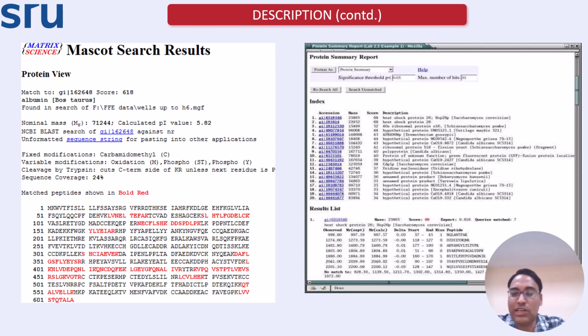Besides showing that this is matching with this kind of conserved peptide segments, it is also telling you the protein sequence, the function, and along with several other details.